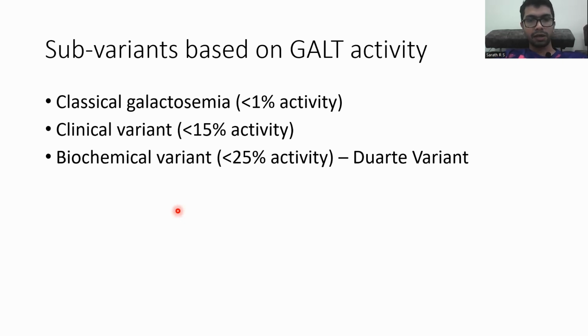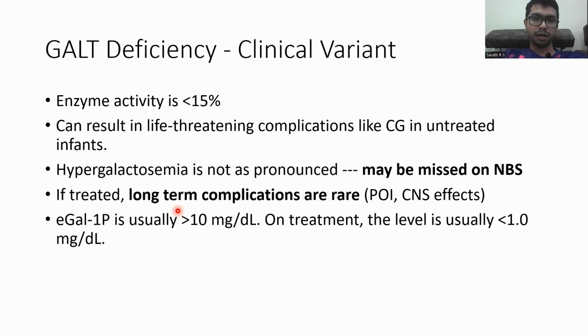And there's a biochemical variant called Duarte variant, in which newborn screening for galactosemia will be positive. However, the child won't be having any clinical manifestations. I will describe that too in detail. Coming to GALT deficiency, the clinical variant. I have already described the classical variant of galactosemia in the previous slides, the one with maximum severity. In clinical variant, the GALT enzyme activity will be between 1 to 15%, usually 1 to 10%.